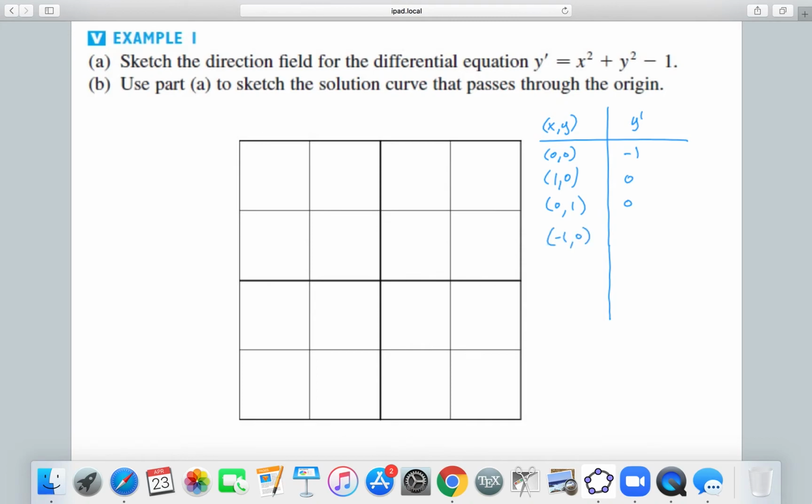Negative 1, 0. Negative 1 squared plus 0 squared minus 1 is still 0. 0, negative 1, still 0. What about 1, 1? So 1 squared plus 1 squared minus 1, you're going to get 1. Same thing for all combinations of 1s.